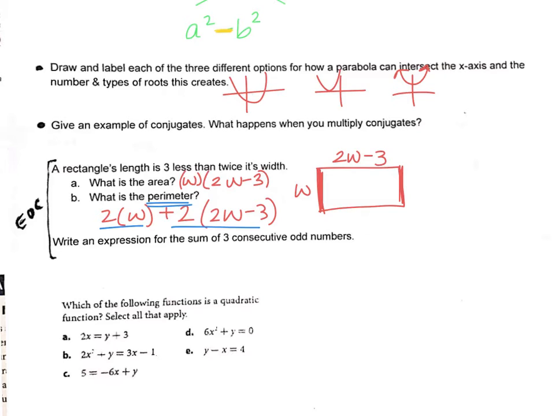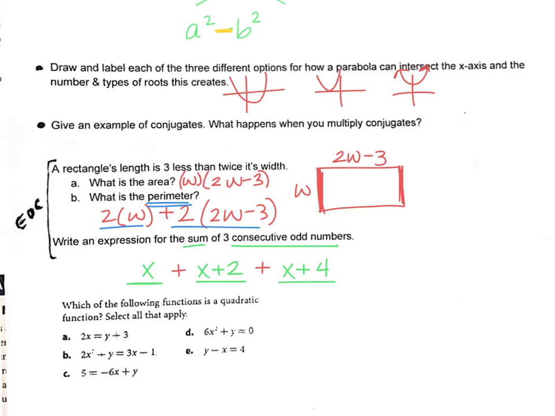All right, write the expression for the sum of 3 consecutive odd numbers. So consecutive odd numbers, remember the first number is x. The next odd number is x plus 2. Remember, it's tricky, right? But odd numbers skip count, so it's x plus 2. The next one's going to be x plus 4. All right, this says an expression for the sum, so that just means we're adding those together. So I'm just going to put plus signs in between each of those.